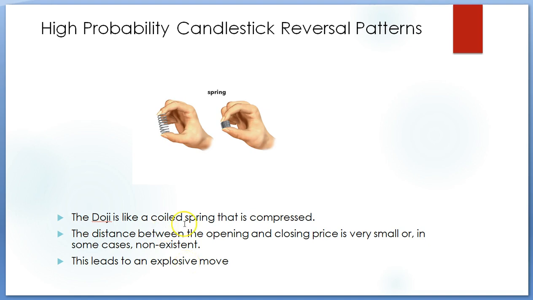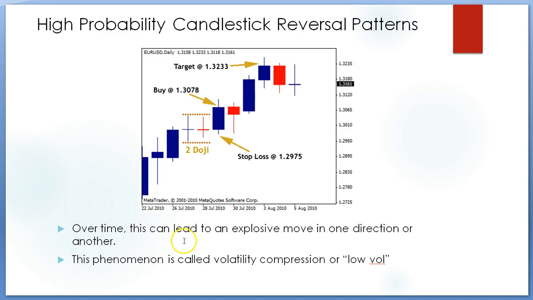The doji is much like a coiled spring that is compressed. The distance between the opening and closing price is very small, or in some cases non-existent. This leads to an explosive move. Over time, this could lead to the explosive move in one direction or another.